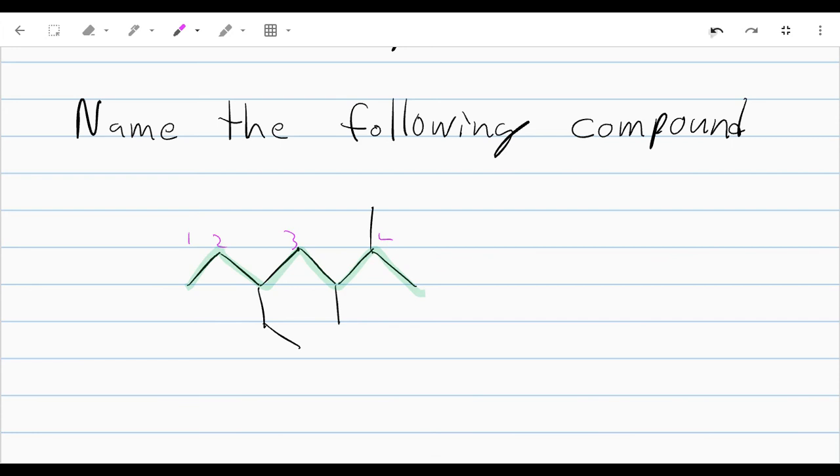So we see that we have 7 carbons in total, and we could read it off one of two different ways.